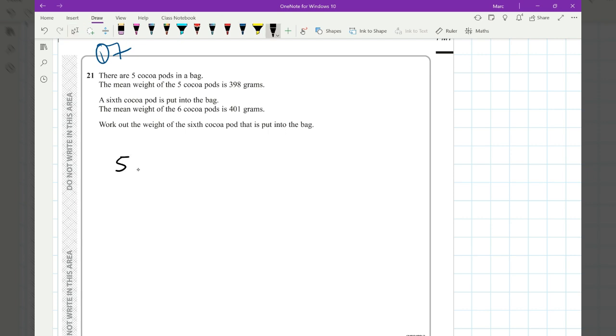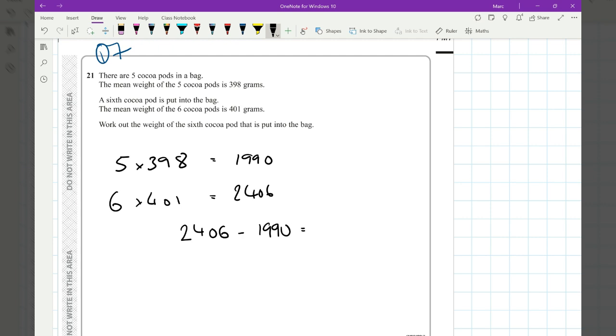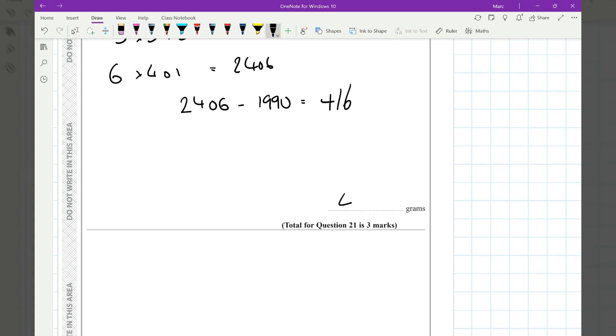So 5 of them have an average of 398. We multiply those two values. It tells us the total weight of all 5 of them. If we do the same for the second set of data we got, we then get that total as well. If we do that like this, the total for 6 take away the total for 5, that's going to tell us the amount of change within the 2, giving us 416 grams for that new value.